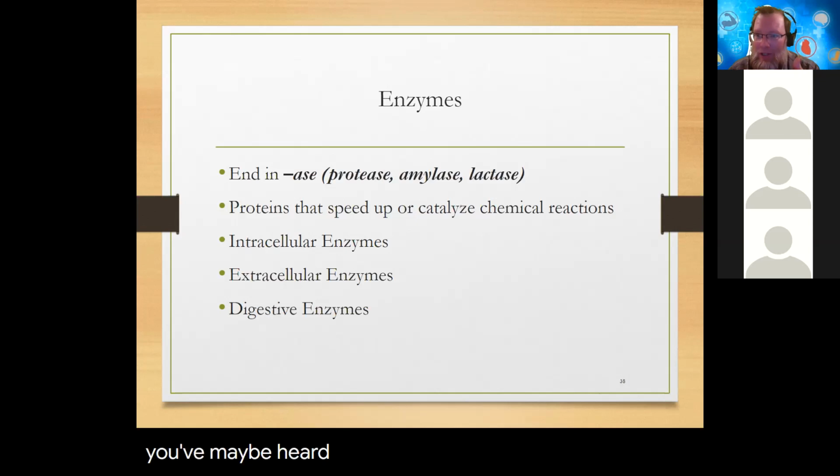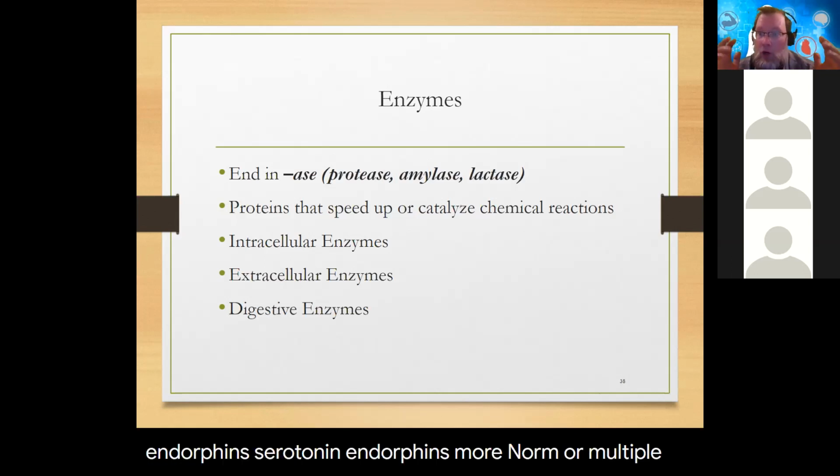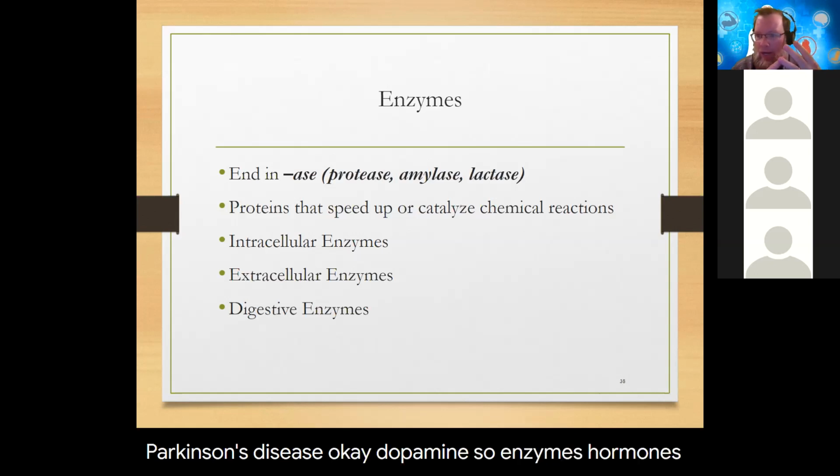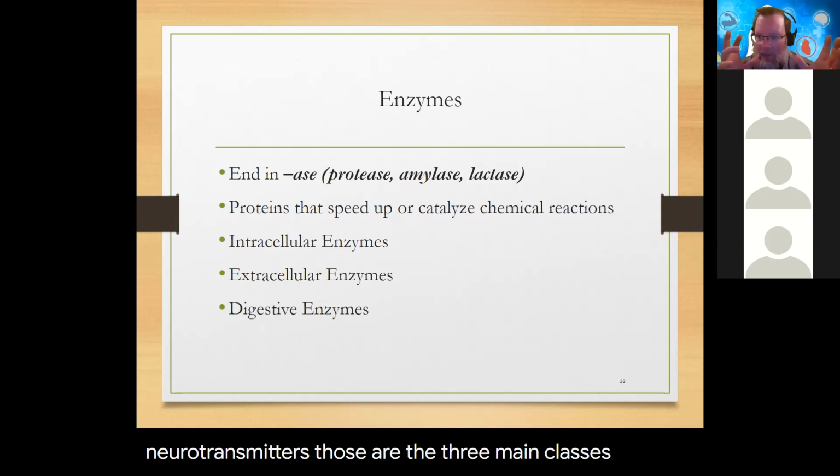You've probably heard of neurotransmitters, but maybe not specific ones. You've maybe heard of serotonin, dopamine, endorphins. Serotonin, endorphins, multiple types of neurotransmitters. Dopamine is the neurotransmitter in the brain that affects people with Parkinson's disease. So enzymes, hormones, neurotransmitters. Those are the three main classes of chemicals.